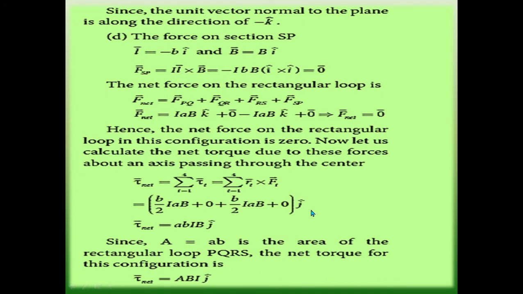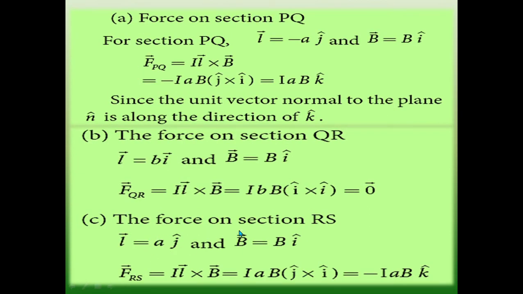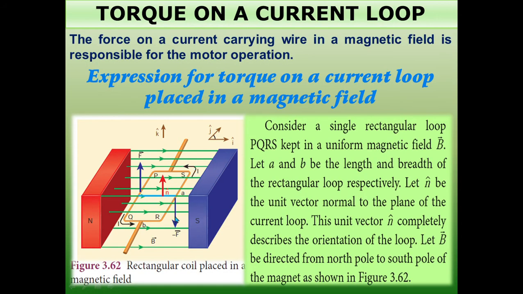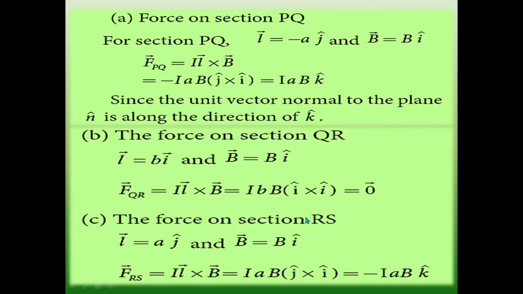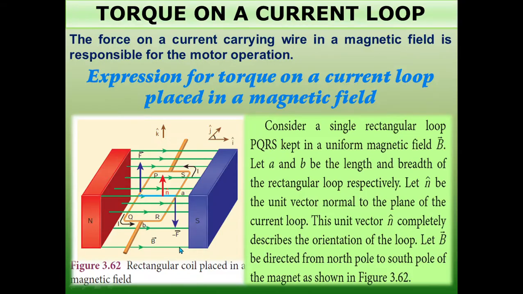Next, the third part: the force on section RS. That means this direction, the force acting from R to S. This side is represented by small a. So L vector can be considered as plus J cap, because this is an upward direction. Earlier the force was acting downward, so we put minus J cap. Here the force is acting from R to S, an upward direction, so we put plus J cap.